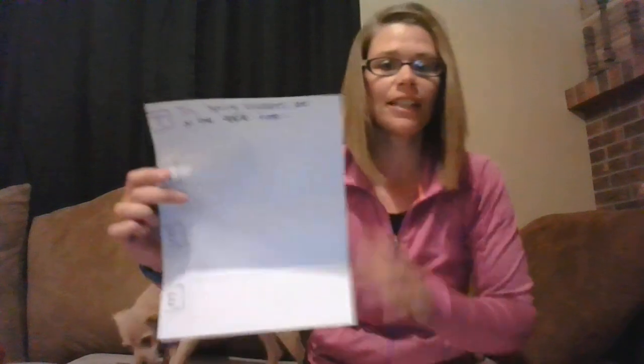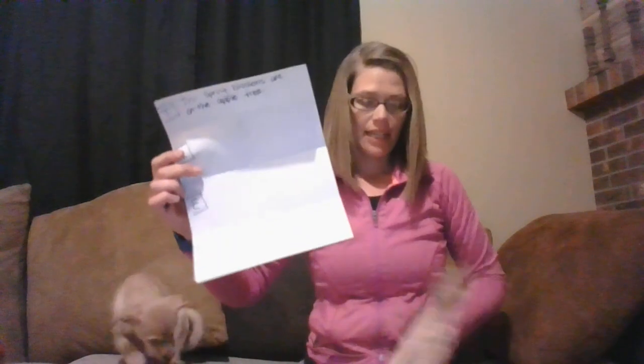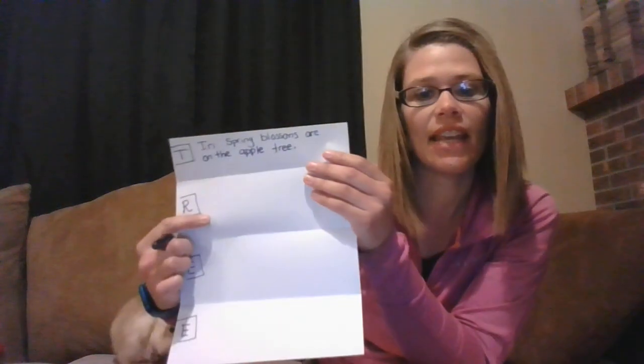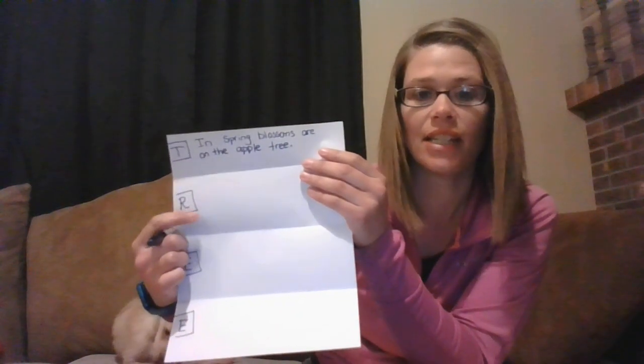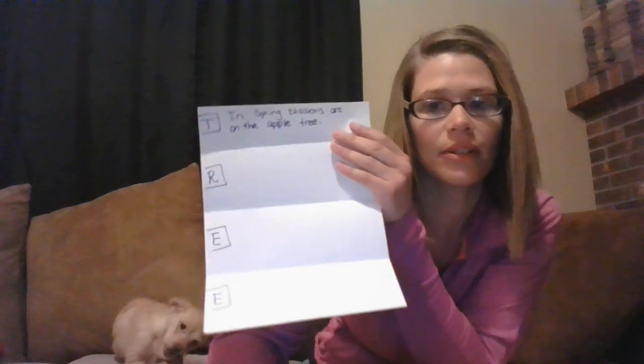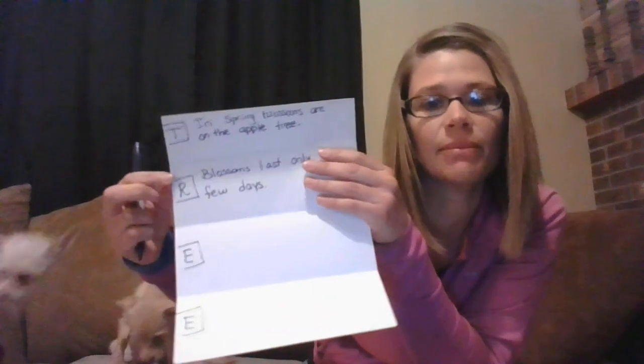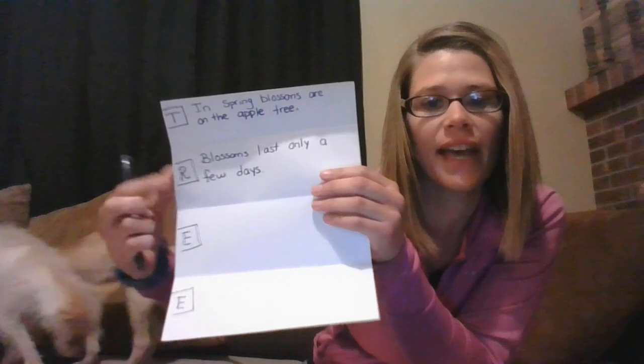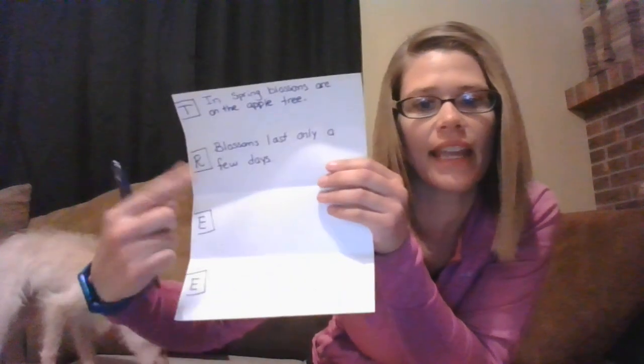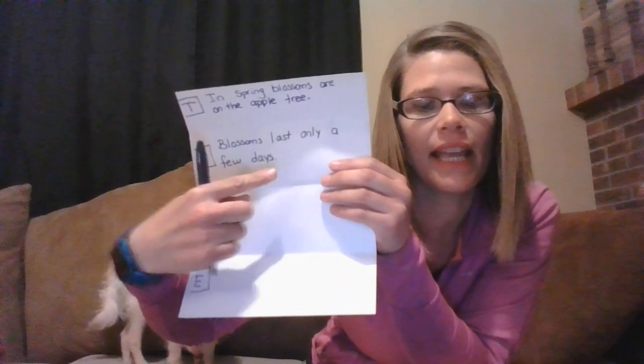Okay, so my fact about those apple blossoms is actually on my next page. It says, the blossoms last only a few days, and then they fall to the ground. Now there are green leaves on the tree. Okay, so my fact about those apple blossoms is that they only last a few days. That is what I'm going to write for my fact. Okay, so I wrote it in a complete sentence. So next to my reason or my fact, I wrote, blossoms last only a few days. Started with a capital, ended with a period.